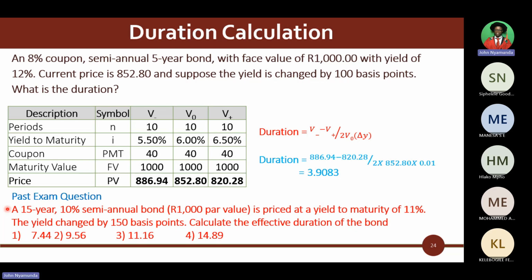Post in the chat. What I want you to do, ladies and gentlemen, when you find your V naught, post in the chat. Then you find your V minus, post in the chat. V plus, post in the chat. Then you can do your calculation there. Let's do that.